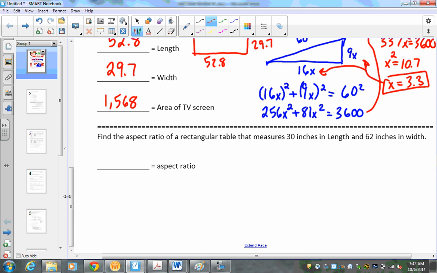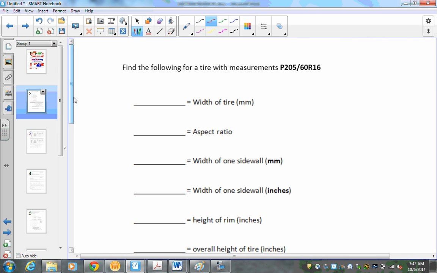Moving on. Find the aspect ratio of a rectangular table that measures 30 inches in length and 60 inches in width. I'm just going to say 30 colon. I'm going to have a student that's not going to like that, but I'm just going to round down. It's almost like a fraction. My answer is going to be 15 colon 31. Moving on. All right, here we go.